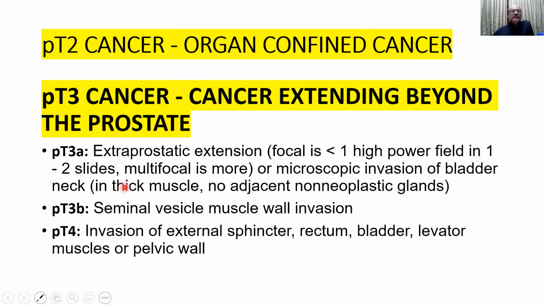subgroups. T3A is extraprostatic extension, focal, if it is less than 1 high power field. And T3B is seminal vesicle muscle wall invasion. When the muscle wall of the seminal vesicle is invaded, then it is T3. And T4 is invasion of external sphincter, rectum, bladder, levator muscle, or pelvic wall. So this is the staging.